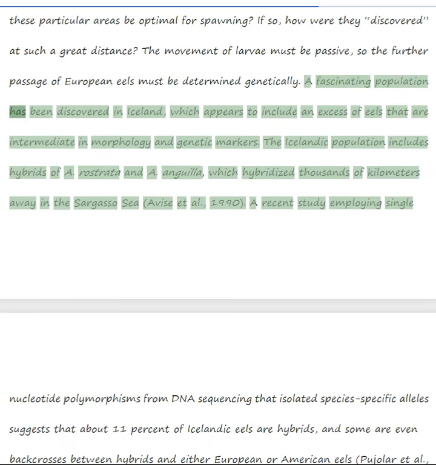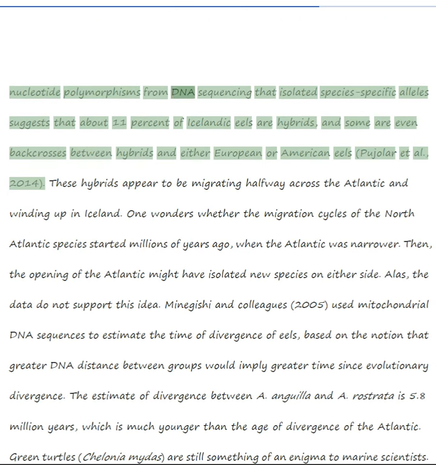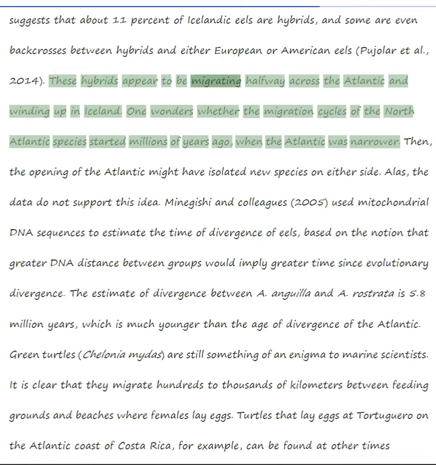A fascinating population has been discovered in Iceland, which appears to include an excess of eels that are intermediate in morphology and genetic markers. The Icelandic population includes hybrids of A. rostrata and A. anguilla, which hybridize thousands of kilometers away in the Sargasso Sea. A recent study employing single nucleotide polymorphisms from DNA sequencing that isolated species-specific alleles suggests that about 11% of Icelandic eels are hybrids, and some are even backcrosses between hybrids and either European or American eels. These hybrids appear to be migrating halfway across the Atlantic and winding up in Iceland.